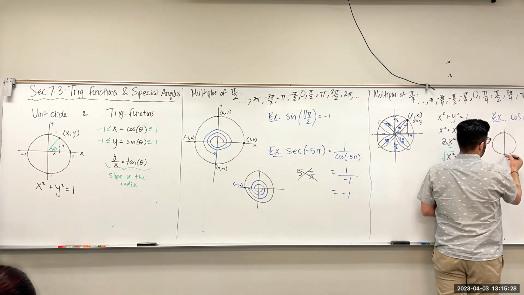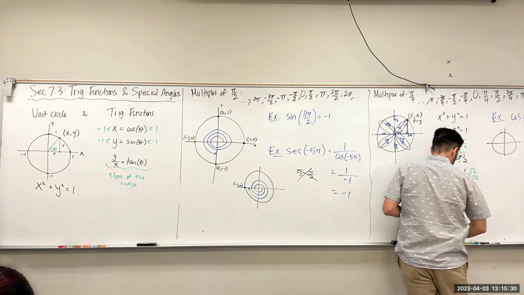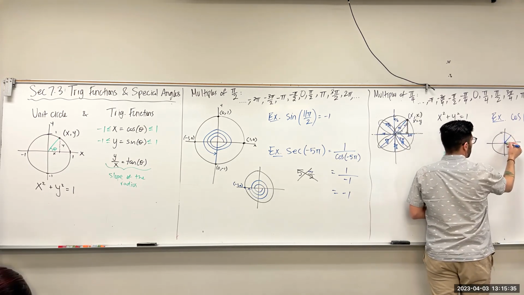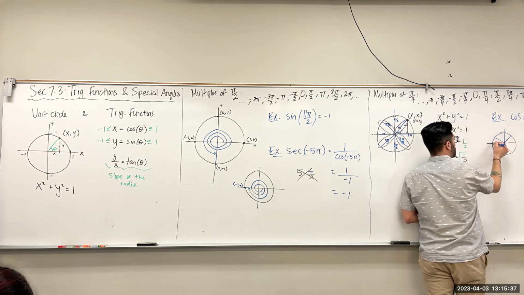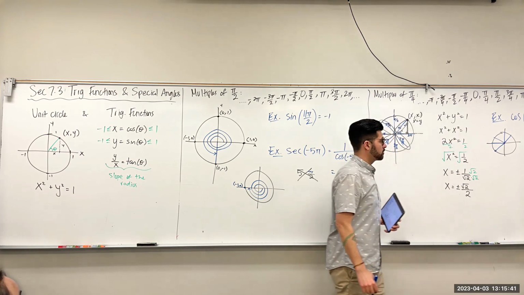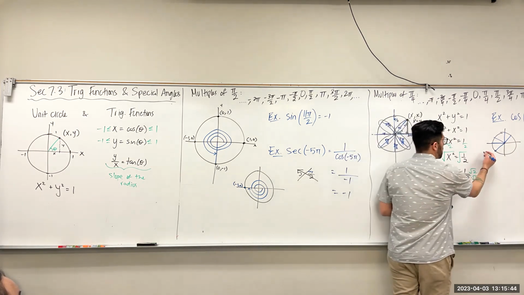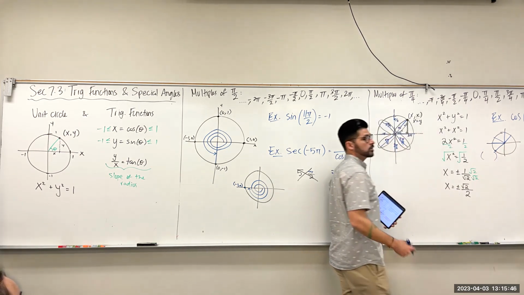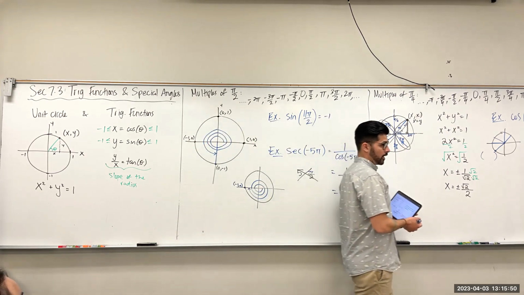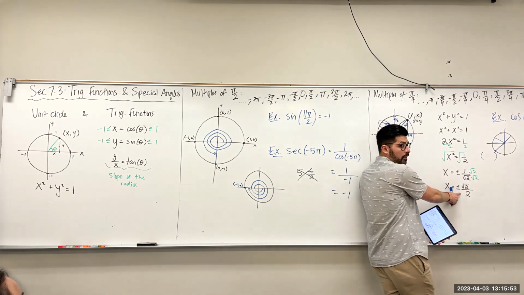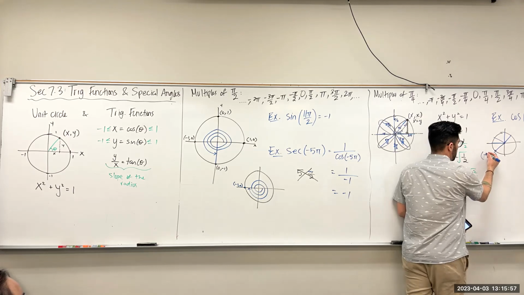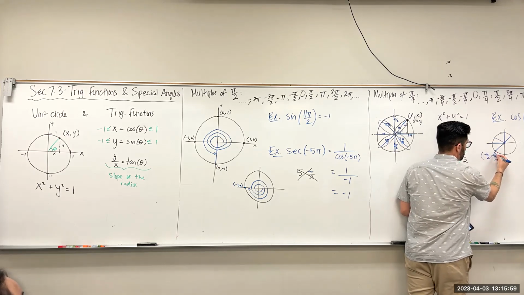Well, on my unit circle, I'm gonna go 1 pi over 4, 2 pi over 4, 3 pi over 4, 4 pi over 4, 5 pi over 4. So I'm right here. So what are gonna be my coordinates here? First off, what's the sign of the coordinates? They're both negative. So they're both gonna be negative root 2 over 2, negative root 2 over 2.